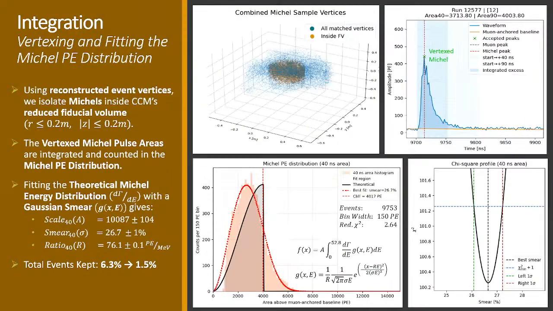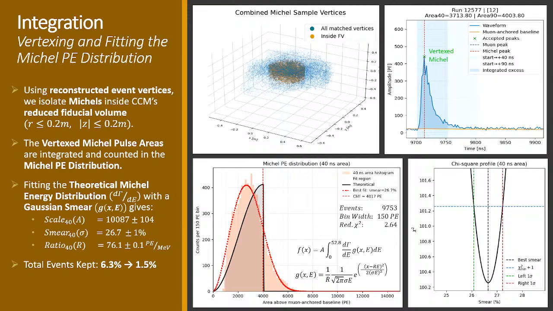Now that we have a good sample of Michels, we want to integrate these and find their PE distribution. First, we only want to look at Michels that are inside the fiducial volume. And so we reconstruct the coordinates of each event, and we only look at the ones in the center. Then we integrate this charge, and we sum it up in a histogram, the Michel PE distribution.